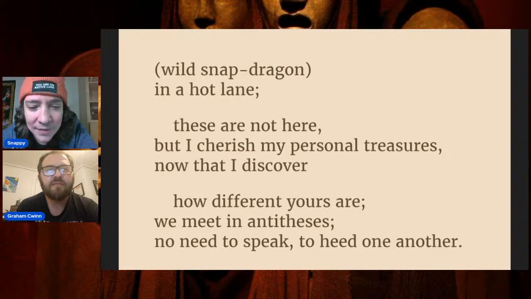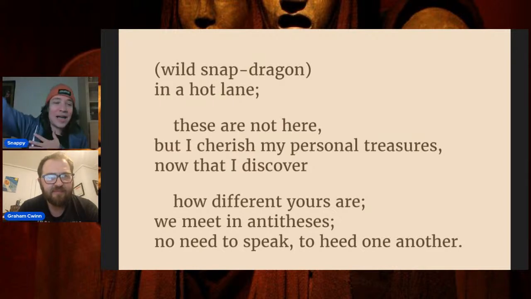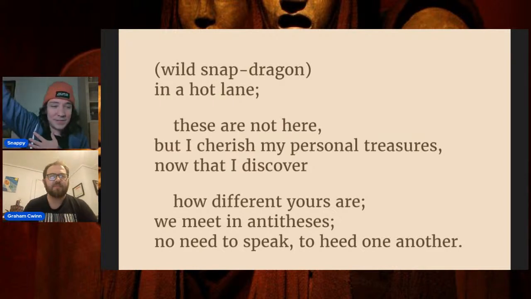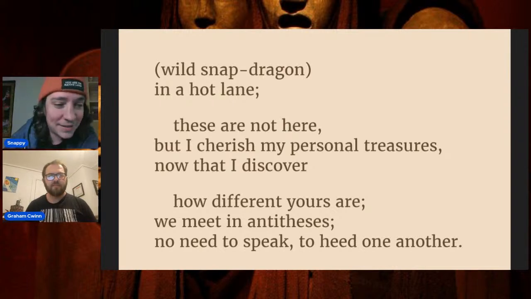We meet in the antitheses. No need to speak, to heed one another. They're parallel opposites, right? She sees in him that Apollonian, right? He's that solar energy that's striving for this higher plane to ascend to the clouds, right? And she is that cyclical mother of the earth, right? They're antithesis to one another, but love at the same time.